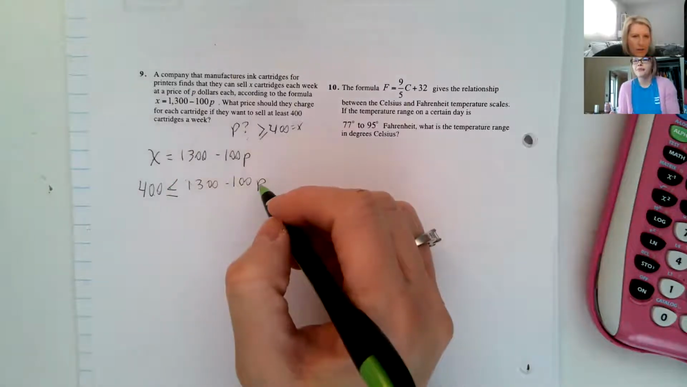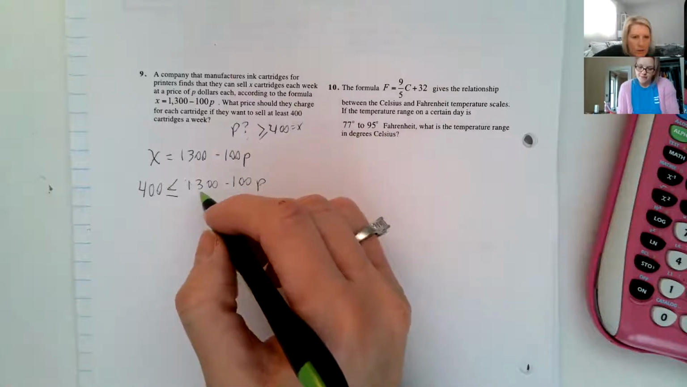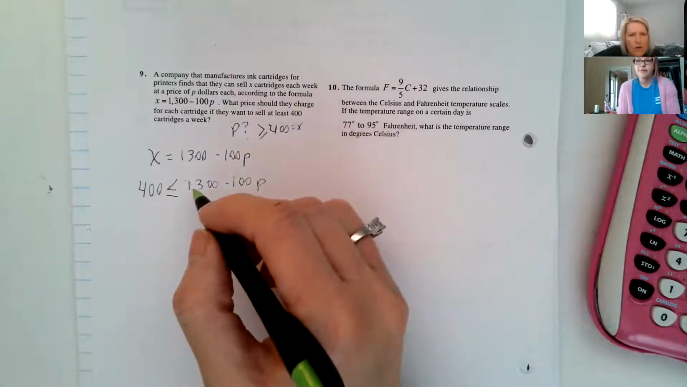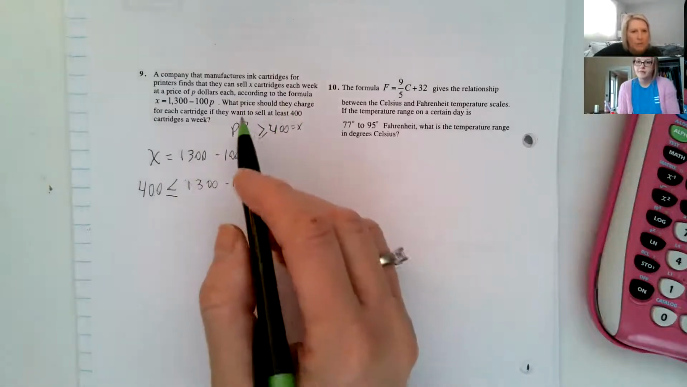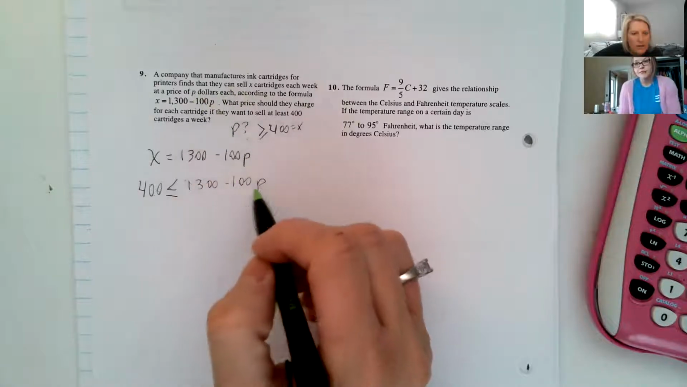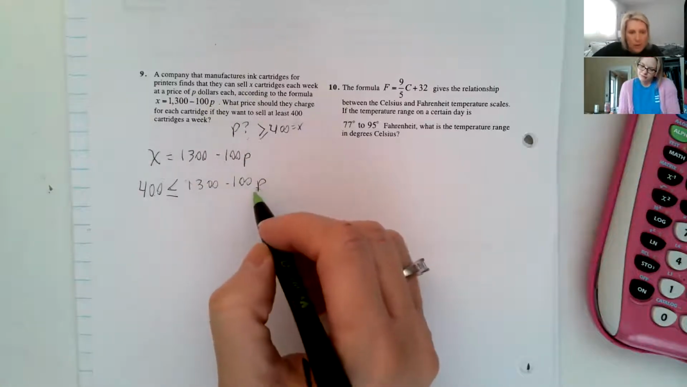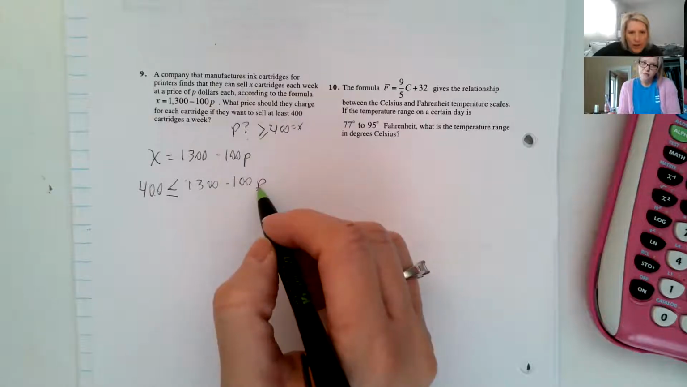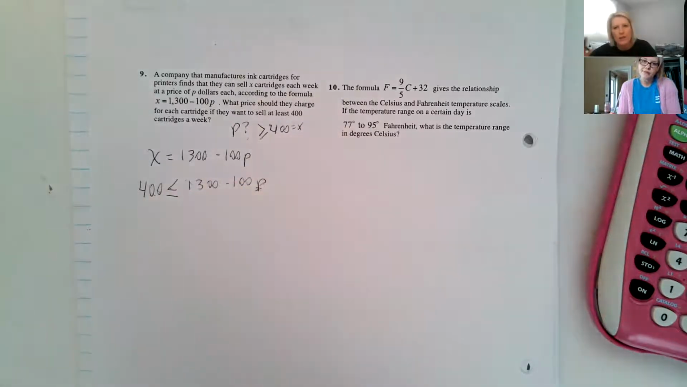And it's P dollars. This is how much they're selling them for. So the more they sell them for, the number sold goes down, because that's what this negative 100 tells us, which we're going to talk about, the pieces of a linear equation, later.